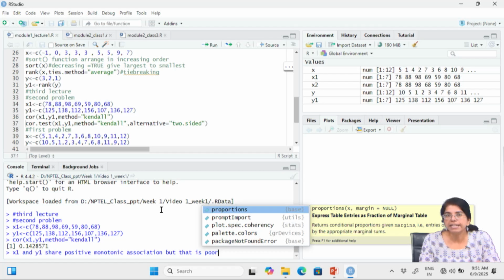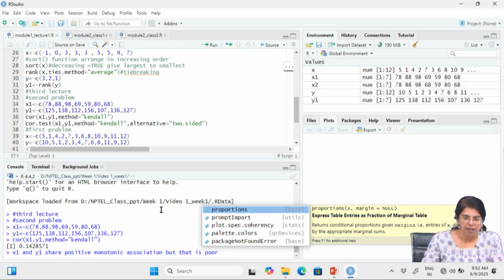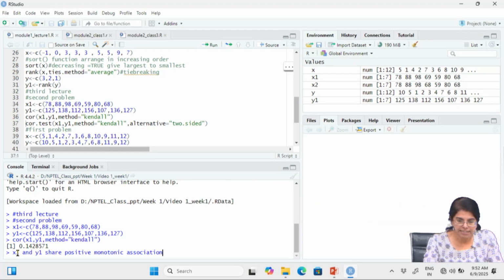Clear? And if it is from 0.4 to 0.7, then it is called moderate association, and if it is below 0.4, or sometimes below 0.35, then we will tag it as poor association. Clear? Now, according to the sign of the Kendall's tau, if it is positive, then we will say positive poor association, positive moderate association, positive strong association. Strong means bigger than 0.7. Okay, so this is example 1.